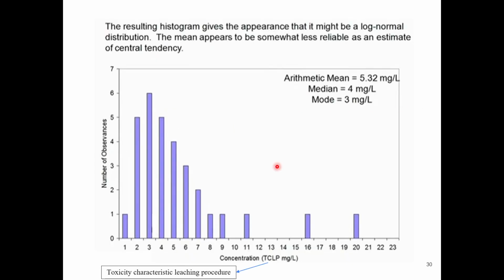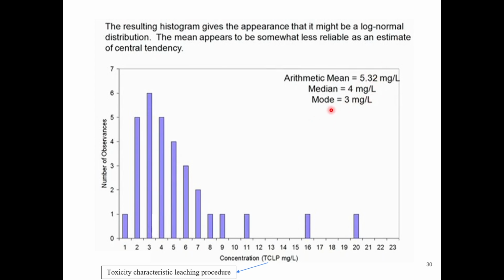But in this case, everything is different. The mean is 5.32 milligram per liter, and the median is 4 milligram per liter. Both have a difference of more than 20%, right? If it is more than 20%, we cannot say both are equal. Similarly, if you compare the mean with the mode, which is 3, the difference is more than 40%.